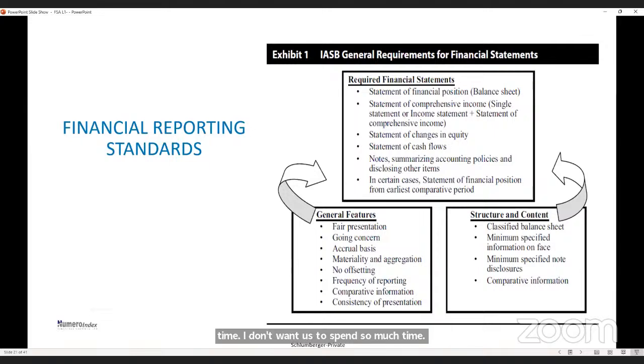So what are the IAS general requirements for financial statements? Your required financial statements are your balance sheet, your statement of income, your statement of changes in equity, statement of cash flows, notes to accounting policies, etc. What are the general features? Number one, it has to be fairly presented. That is fair presentation. Going concern. It means that you are preparing your financial statements as if the company is going to be in business in the future, that is, they will be operating for the foreseeable future. Accrual basis is what we have talked about. Materiality and aggregation. Don't aggregate any item. No offsetting, frequency of reporting, comparability and stuff.